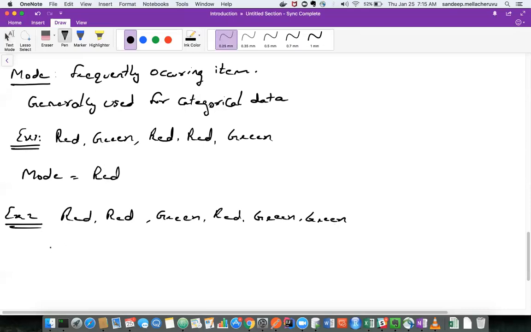Yes, exactly. In this case, the mode is red and green. And this data set is called bimodal data. What it means is it has two modes, just that.